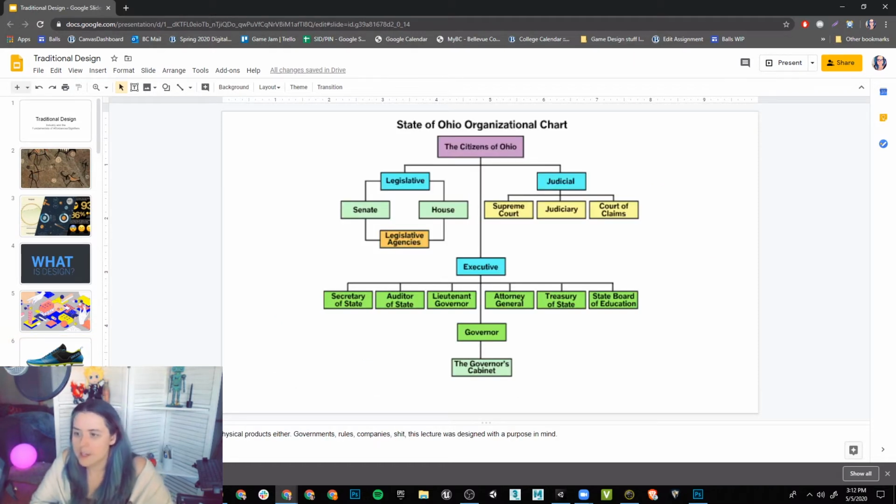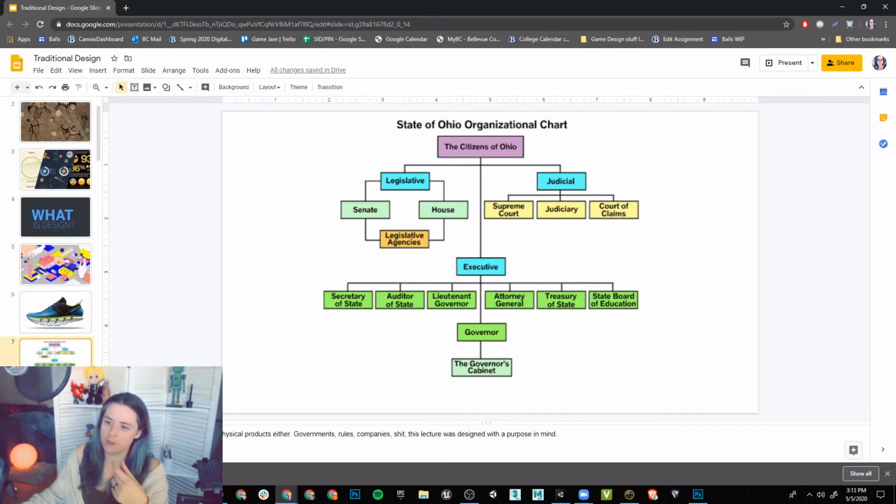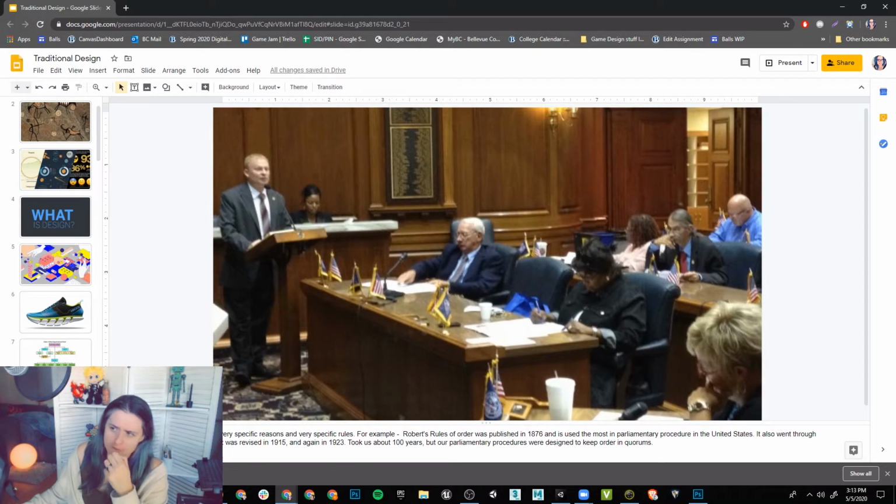All right. Now, not all things that are designed are physical objects or tangible, right? Which is something that you can touch or tactile. Governments, rules, companies, this lecture was all designed with a purpose in mind, right? Okay. One of my favorites of formal rules that don't have a tactile or tangible thing is Robert's Rules of Order. Anybody familiar with this?